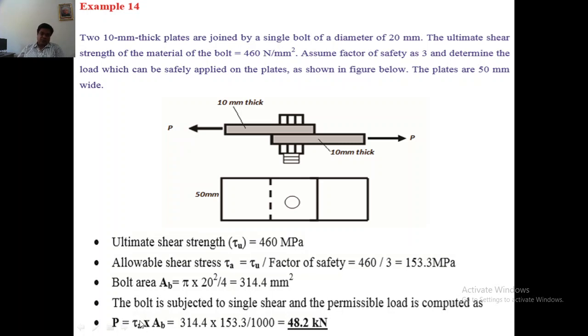So since shear stress is taken in megapascal, we take it in Newton per meter square, 10 power of 6 Newton per meter square. Area you take it in meter square again or millimeter square. So you take the units uniformly. So here you can take the stress as 153.3 Newton per millimeter square, because megapascal is Newton per millimeter square. Keep it as it is. And area also you take it in millimeter square. So if you do that, you will get it as 48.2 kilonewtons here.